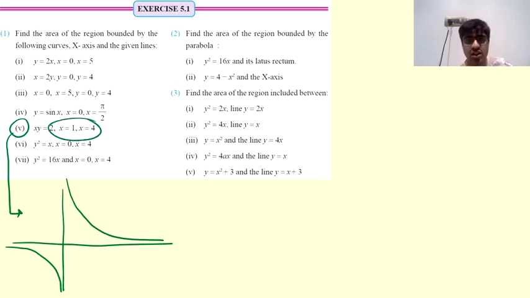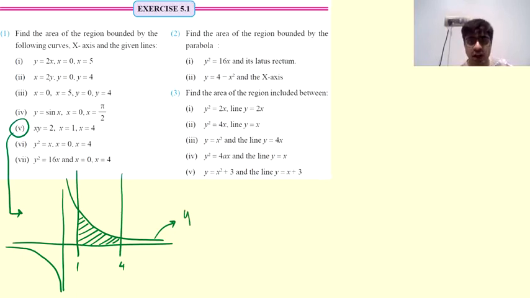Okay, so we will get back to this question now, where we have to find the area under the graph xy equal to 2 from x equal to 1 to 4. X equal to 1 would be a vertical line here and x equal to 4 would be a vertical line here, and that's the area we require. The equation of the function is xy equal to 2, so we can write that as y equal to 2 upon x. And the required area, like every other sum, is going to be integration from 1 to 4 of y dx.